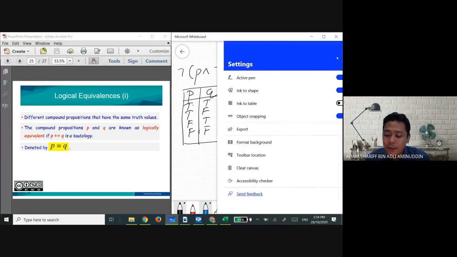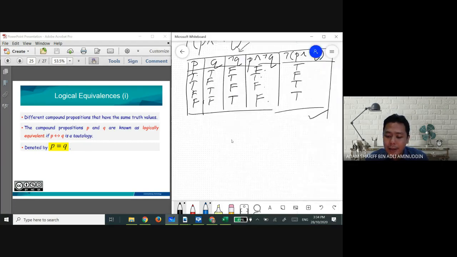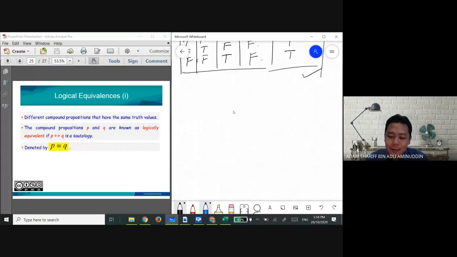Now for your exercise, I will ask a random question. What is not P or Q? Try to do it in 2 minutes. What will be the truth values for not P or Q? This question is still easy.